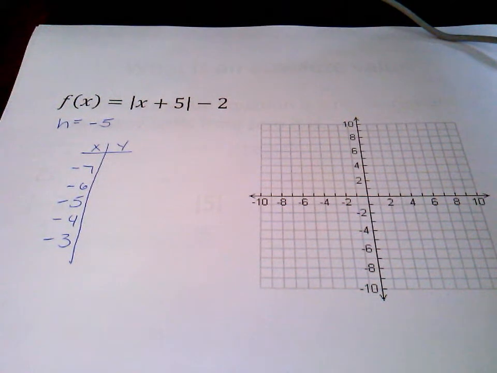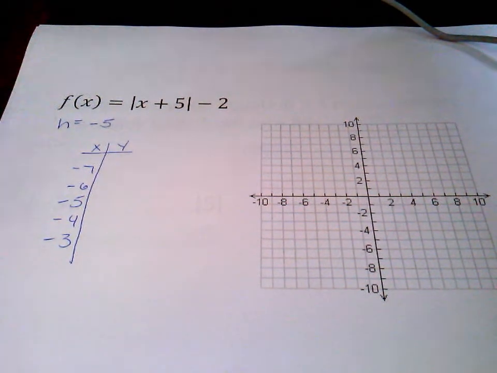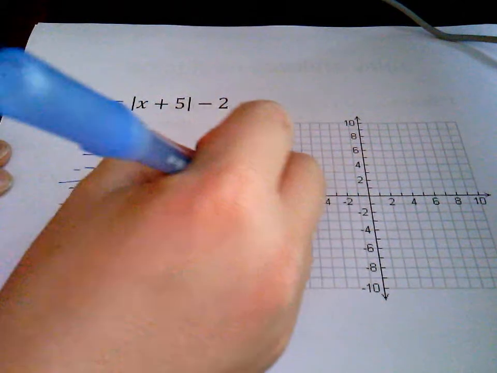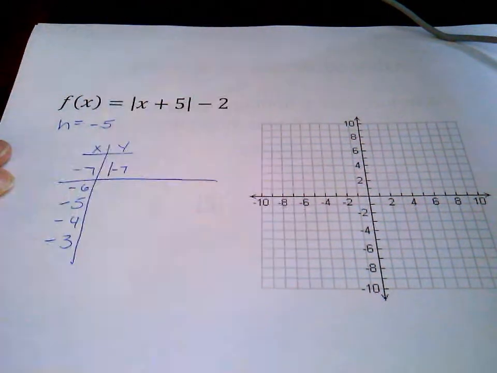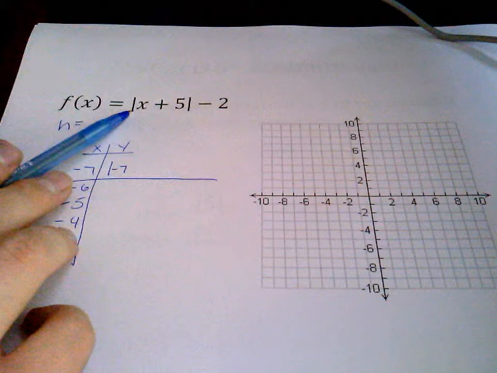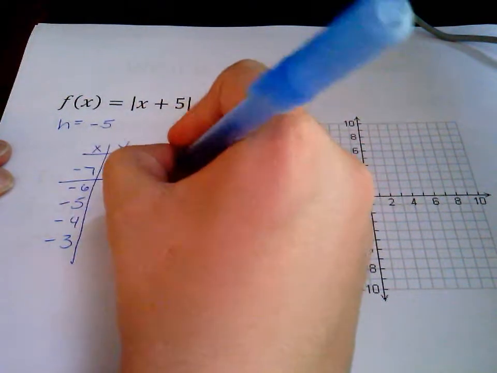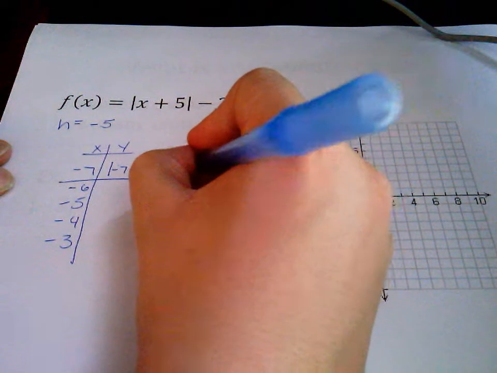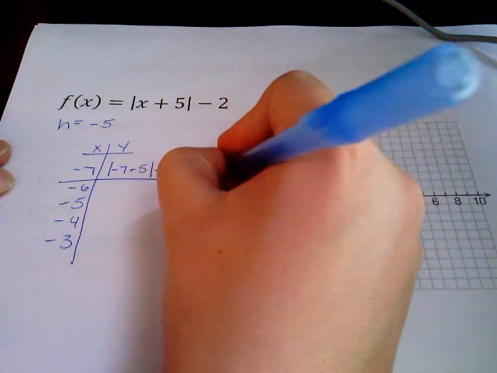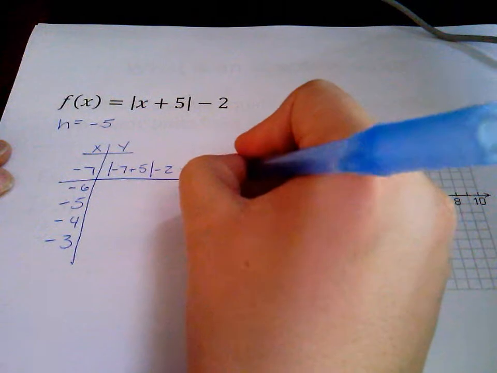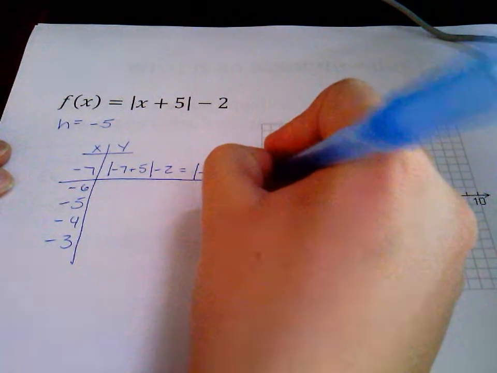Okay. I'm going to plug all these in here. So the first one is going to be negative 7. We're going to plug it in instead of this x once again. Negative 7 plus 5 minus 2, which equals the absolute value of negative 2 minus 2, which is actually the absolute value of 2 minus 2, which is 0.